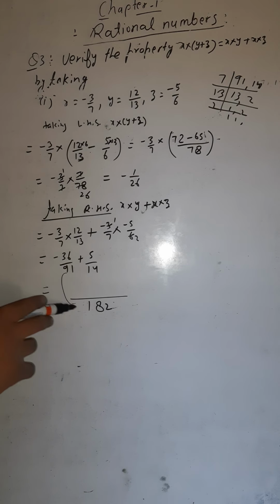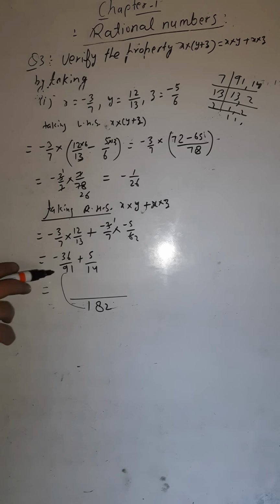First you divide this by 91. How many times would it go? 91 2s are 182, so 2 times. So it means you are to multiply the upside by 2.